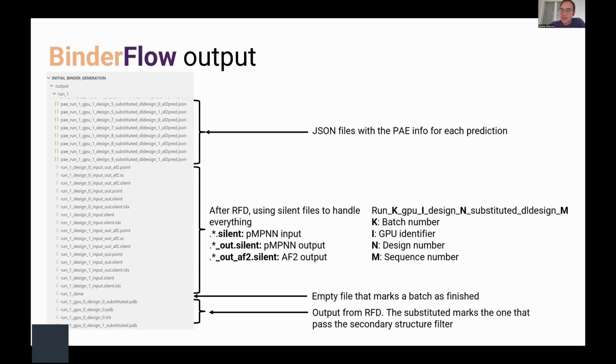With respect to how we name the designs, we are using this nomenclature: rank K, GPU I, design N, substituted, design M, where K is the batch number, I the GPU identifier, N is the design number, and M is the sequence number. And once a batch has finished, it will create this empty file, which is called rank K done, which will indicate to the background job that the batch is completed and will send another one.